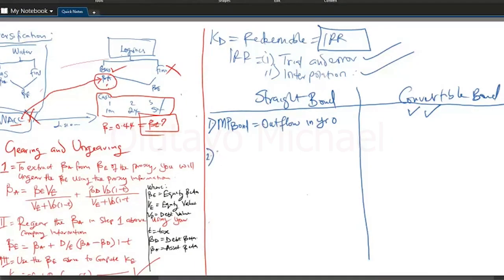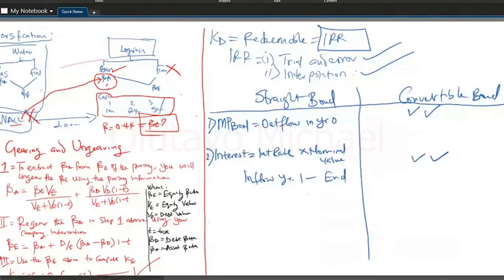Number two, we need interest, which is coupon rate, or let me call it interest rate, to make it easy. Interest rate times nominal value. The same thing, this will now be an inflow from year one to the end. The same thing we'll do under convertible bond. So what is now the difference between straight bond and convertible bond? The difference occurs in the third cash flow, which is the face value.